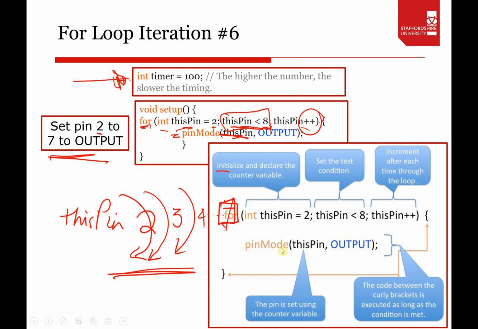So we start off at 2. So pin mode 2 is output. Then pin mode 3 is output, all the way up until this pin gets to pin 7 and it's output. It's any code which is between this bracket and this bracket, the open brace and close brace. The code between the curly braces is executed as long as the test condition is met.